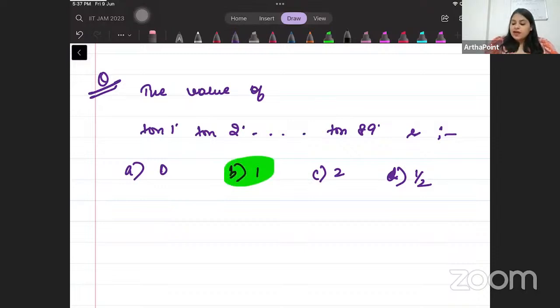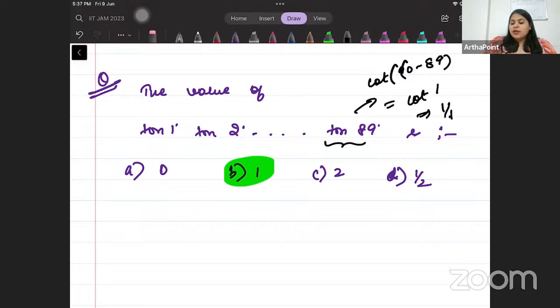Just a hint. Tan 89 can be written as cot 90 minus 89. So it can be written as cot 1. And cot 1 is 1 by tan 1. So this and this will cancel out each other. Similarly, this and the one before this will cancel out each other, and so on. So based on that, just try to solve this question. Right? Answer should be 1.